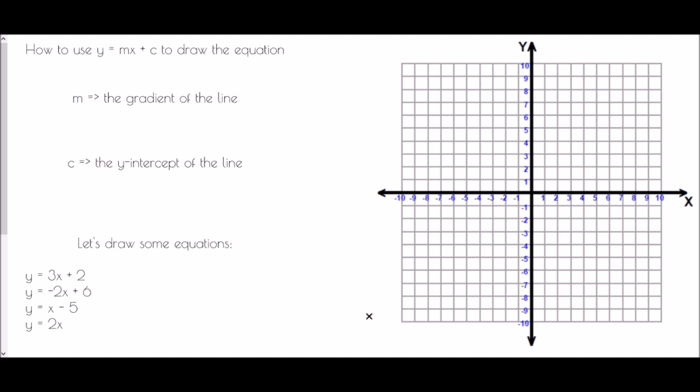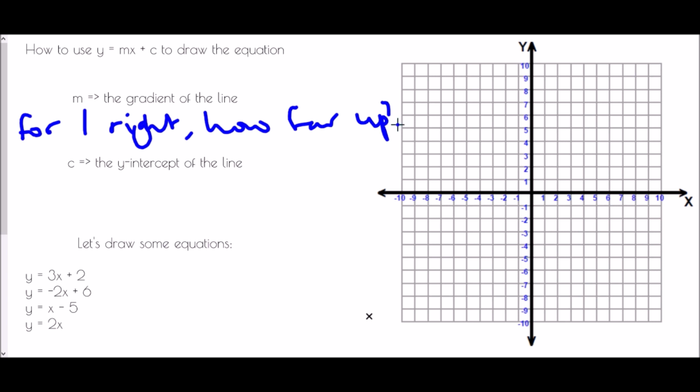Now, one way to think about the gradient is for one along, for one right, how far up. Okay, we can use that information. If we know the gradient is 3, then we can move 1 along and 3 up. If we know the gradient is 6, we can go 1 to the right and 6 up. If we know the gradient is negative, say -2, we can go 1 to the right and 2 down. We can use that value to help draw the graph.